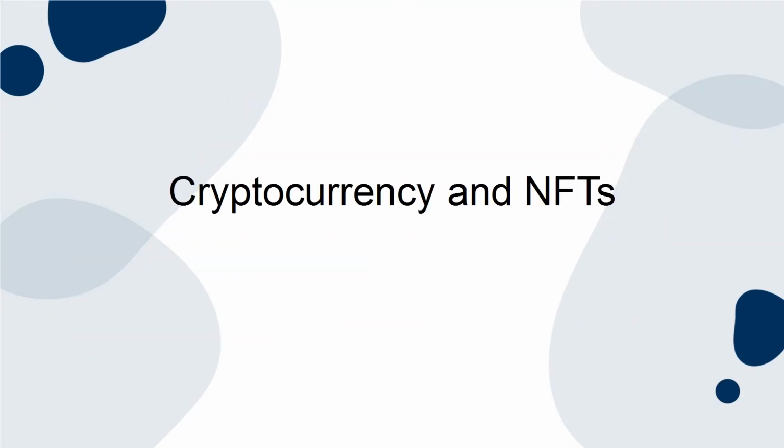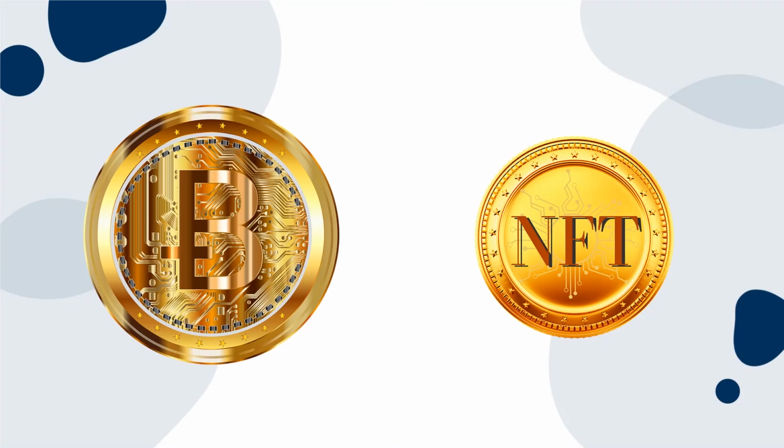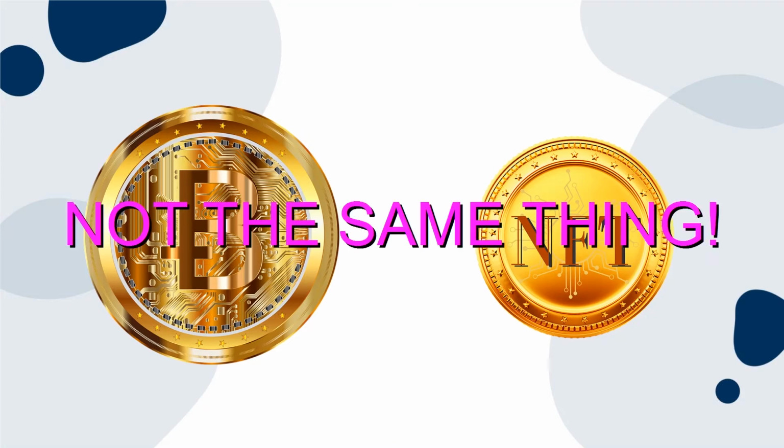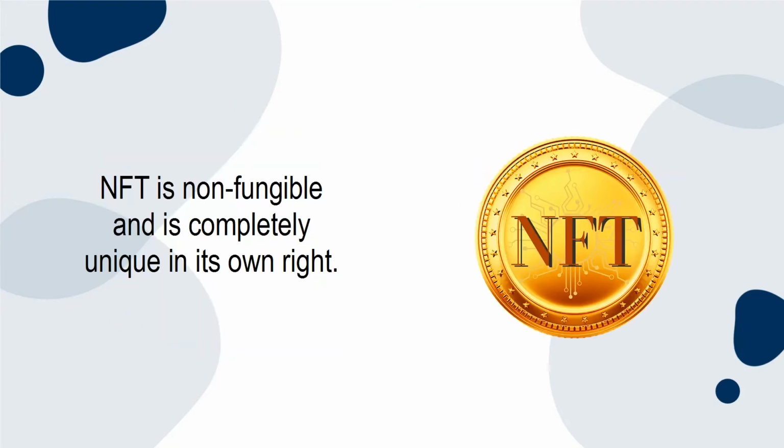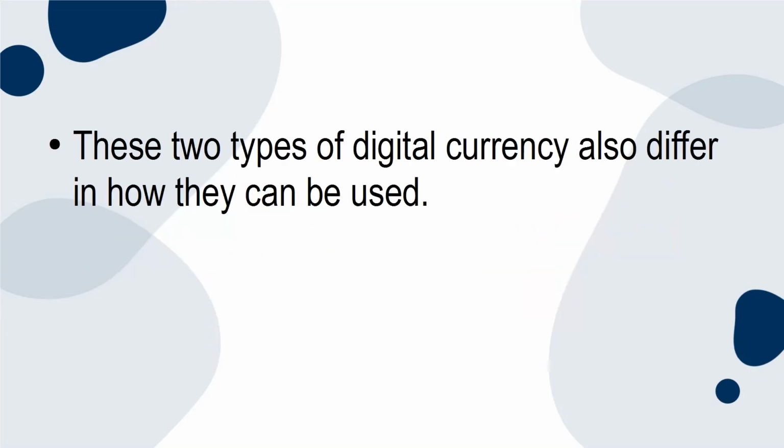Cryptocurrency and NFTs. Although the terms crypto and NFT are often used interchangeably, they aren't the same thing. While cryptocurrency is a fungible token, or a token that can be duplicated, NFT is non-fungible and is completely unique in its own right. These two types of digital currency also differ in how they can be used.